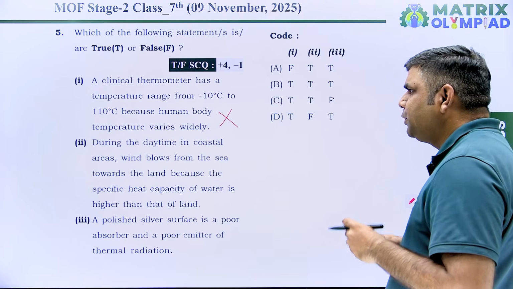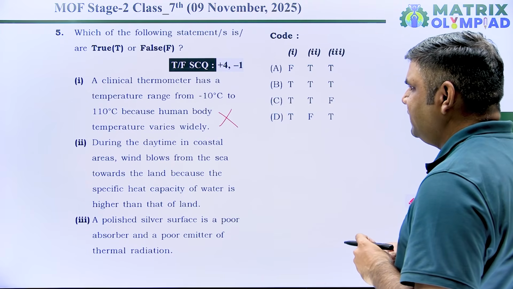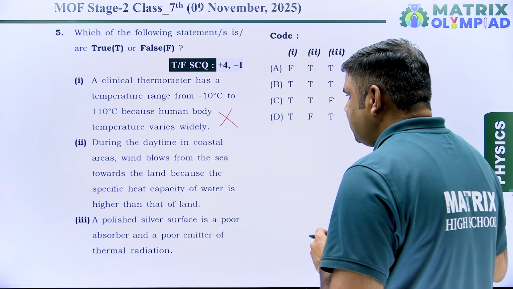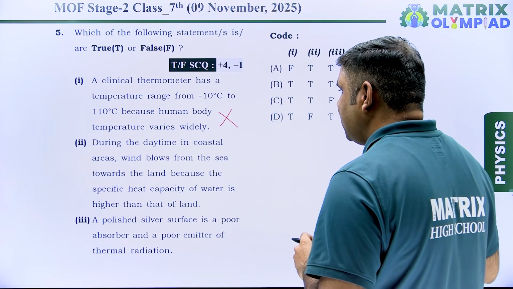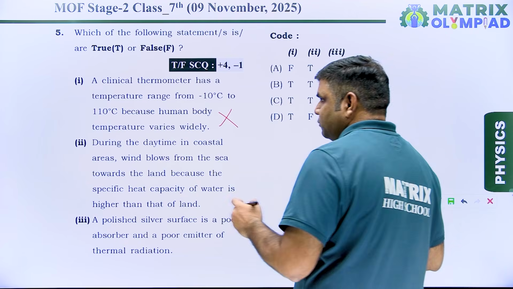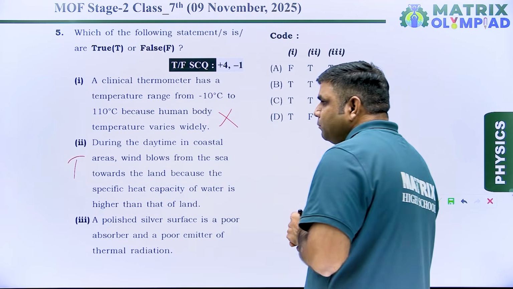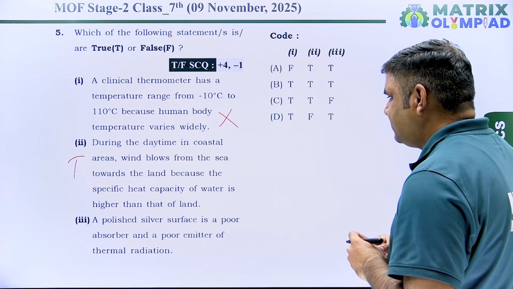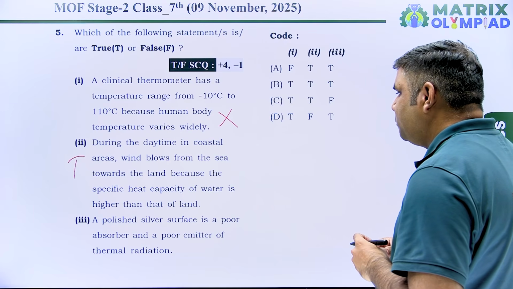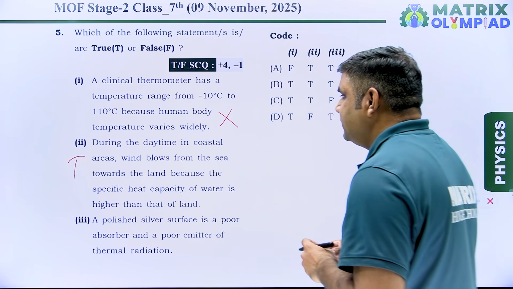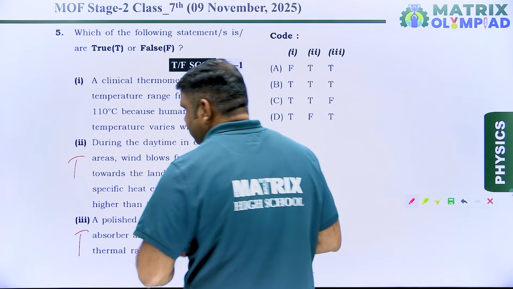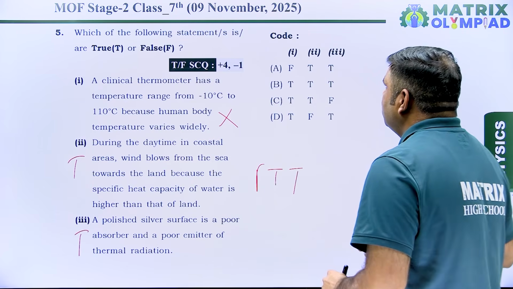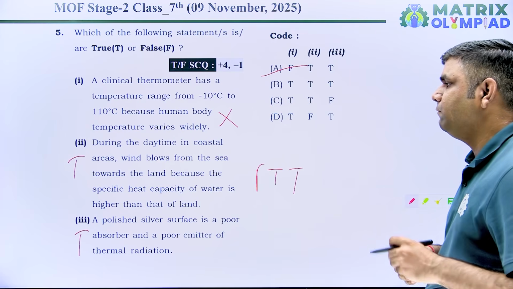The second statement is that during the daytime in coastal areas, wind blows from the sea towards the land because the specific heat capacity of water is higher than that of land. Yes, it is true, because in the daytime the land is heated more than water. The third is a polished silver surface is a poor absorber and a poor emitter of thermal radiation. Yes, because a polished silver surface is a good reflector. So our correct option will be F, T, T. So option A will be the correct answer for question number 5.